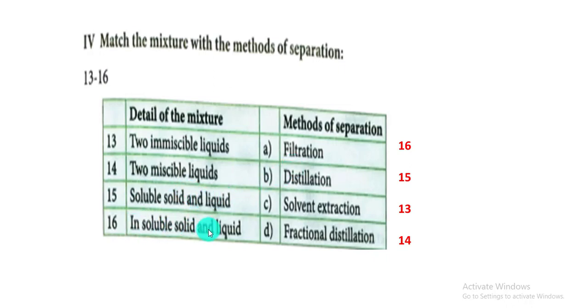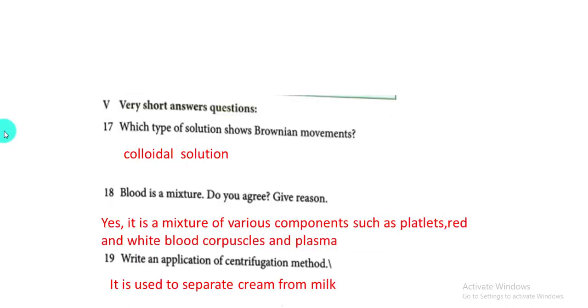Distillation. Insoluble solid and liquid. Filtration. Very short answers and questions. Then which type of solution shows Brownian movement? The light passing through the colloidal solution shows Brownian movement. So the answer for this question is colloidal solution.